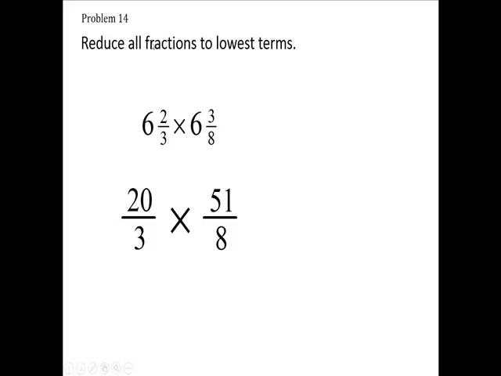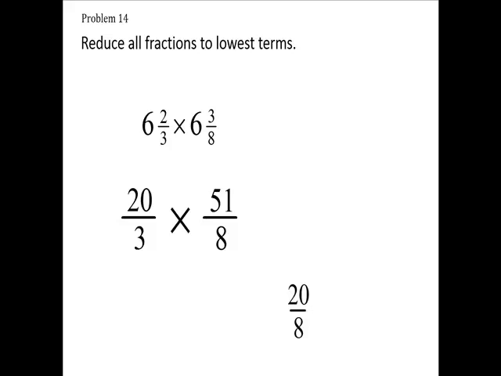Now since we want to reduce all fractions, and I have fractions here, you see the 20 and the 8 here? They have something in common, don't they? Let's write that as one fraction just for a minute. On scratch paper, put your 20 on the top and your 8 on the bottom. Now, we said they have something in common. What do they have in common?